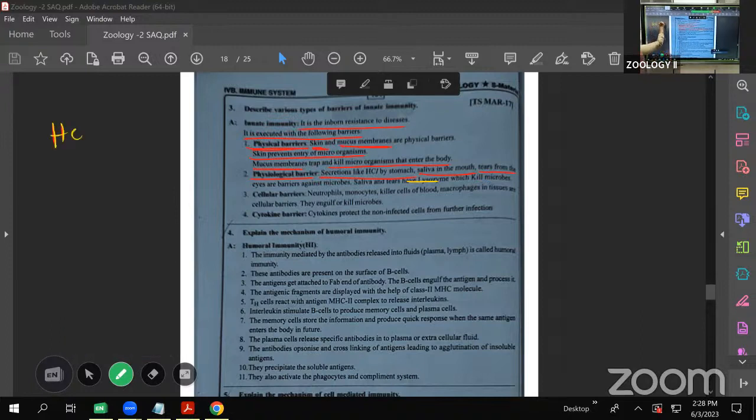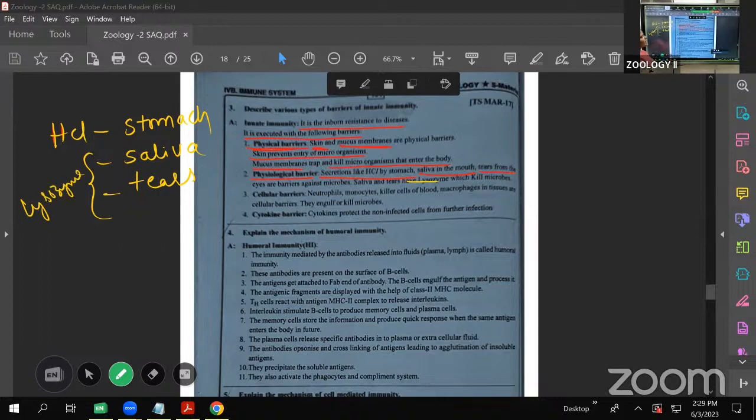HCl is inside of the stomach, and the saliva and the tears. Mainly the saliva and tears both have an enzyme called the lysozyme enzyme. With the help of the lysozyme enzyme, they kill the bacteria.